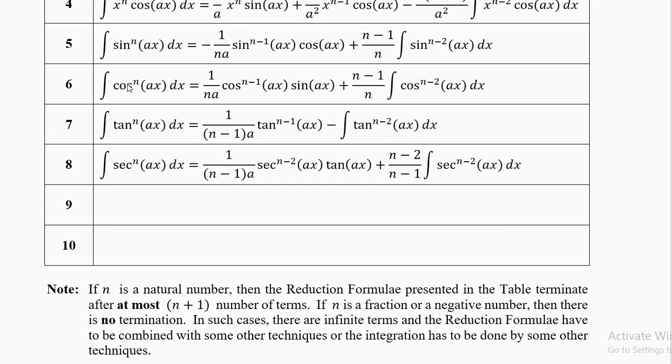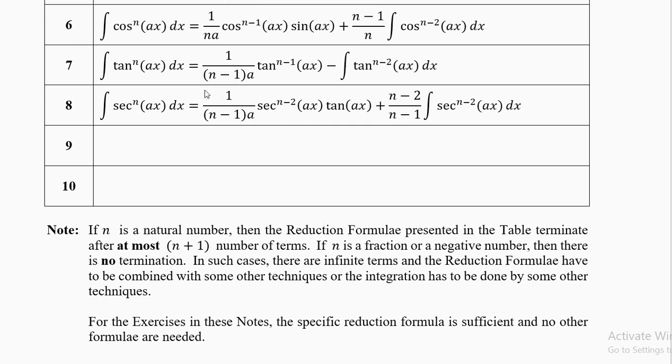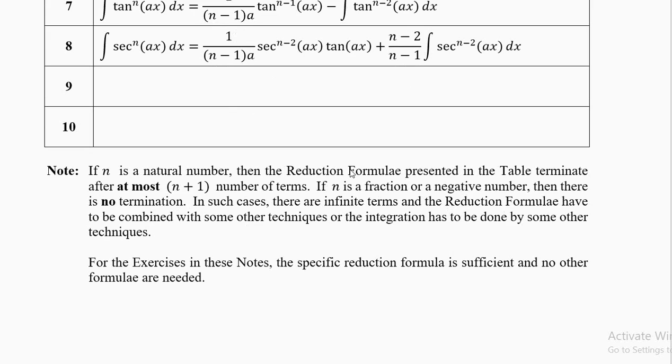Now in most of these, if n is a natural number, then the process will stop after at most n plus 1 terms. In sine, cosine, trigonometric functions, it will stop before that because the jump is by 2. If n is a fraction, then the process will never stop. If n is negative, it will never stop. In those cases, we use some other techniques and not this.